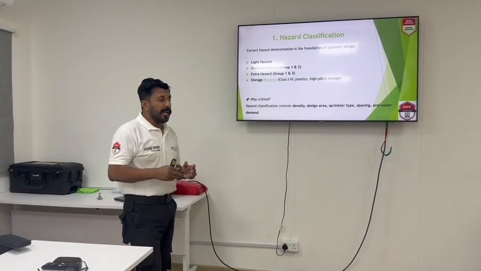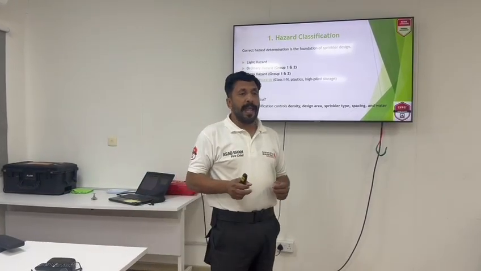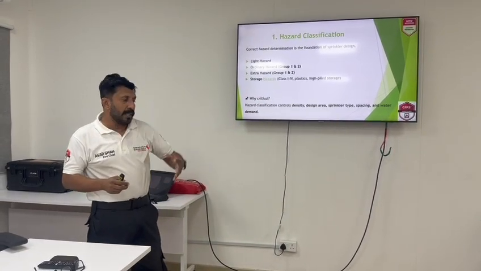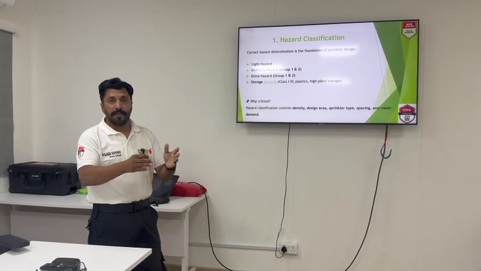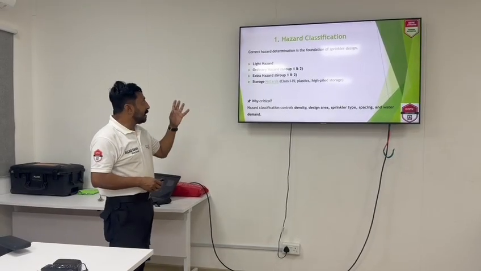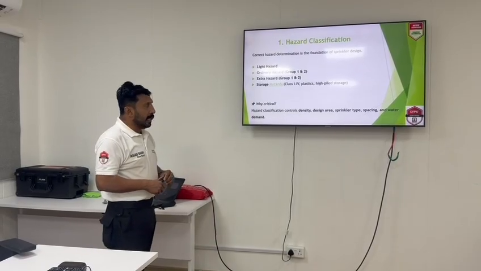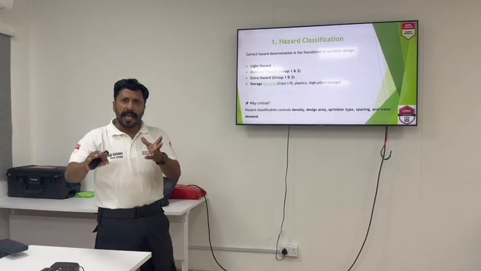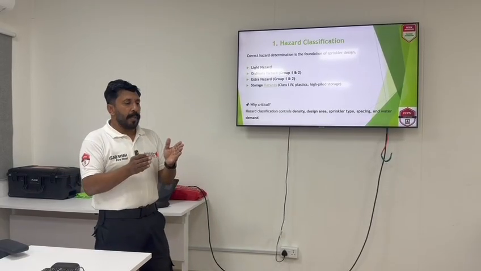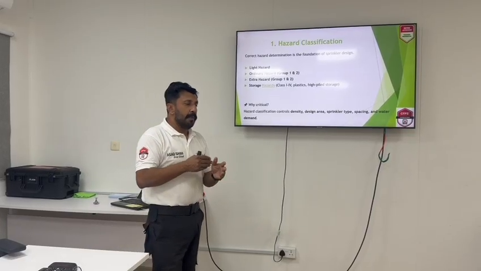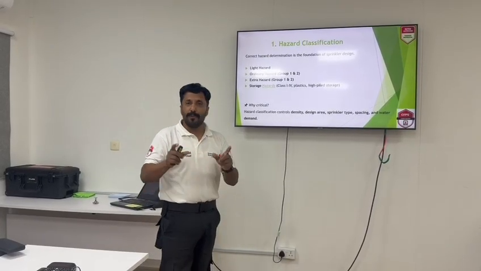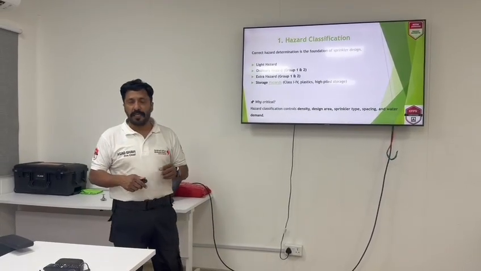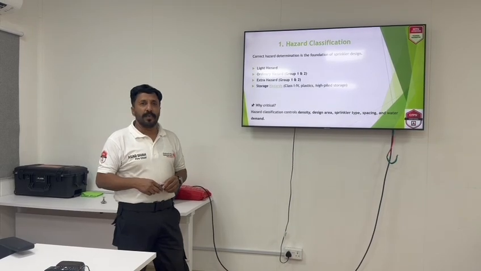If we know what type of hazard it is, it will give us the first basic and very important information on what type of system we require for this type of facility. We will consider light, ordinary and extra hazard; in the upcoming slides we will discuss more. Fire basically needs two important things: one is the fuel, the second is the source of ignition. So with regard to the installation of the sprinkler system, we will consider two important things.